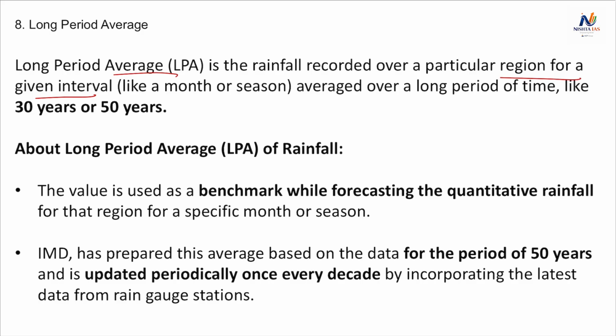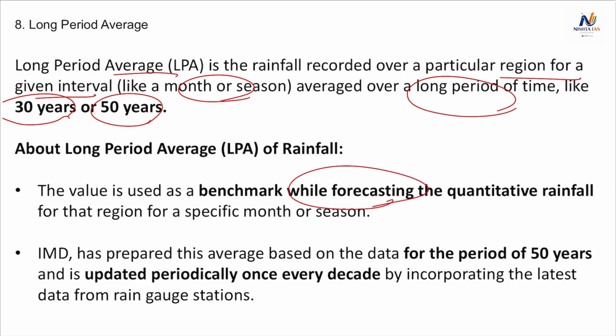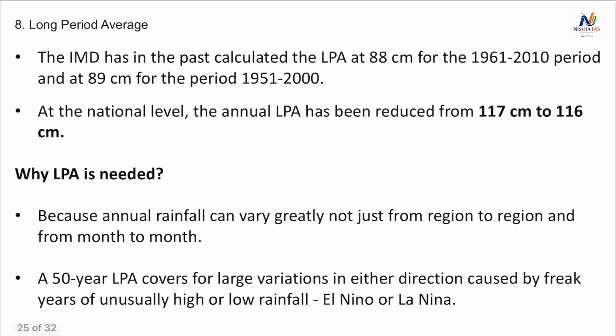Then long period average. This is the rainfall recorded over a particular region for a given interval, like a month or a season. And these intervals are averaged for a longer period of time, like 30 to 50 years. That means the monthly intervals are calculated continuously for 50 years, and then the average is taken out of it. Then this LPA, the long period average, is a benchmark while forecasting the quantitative rainfall for that region for a specific month or season, and this average is based on the data collected for a period of 50 years, and it is periodically updated for every decade as well.